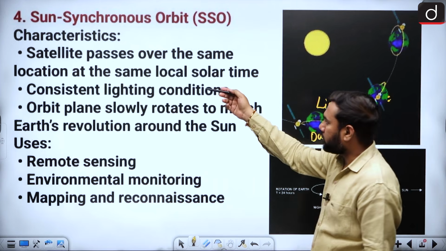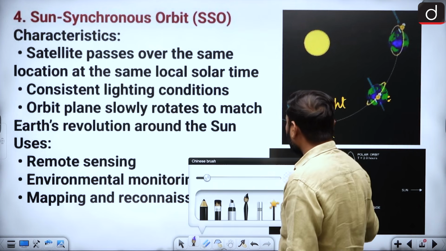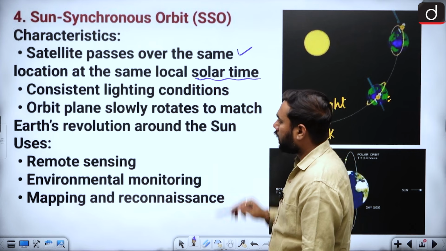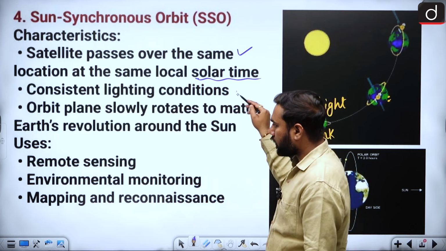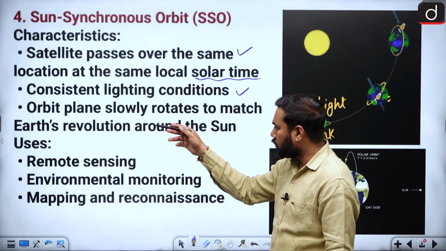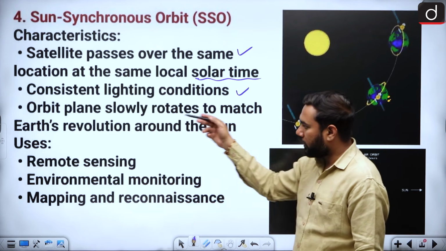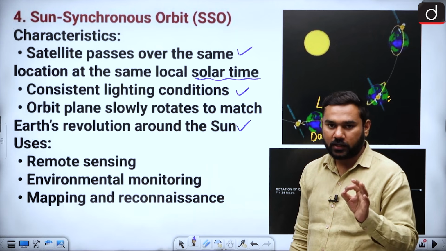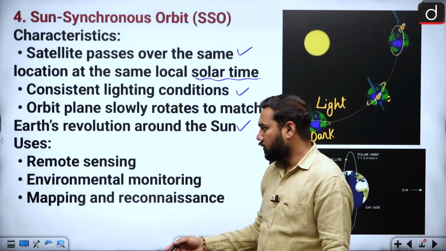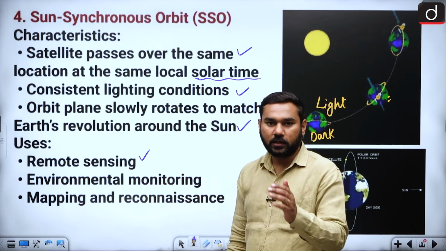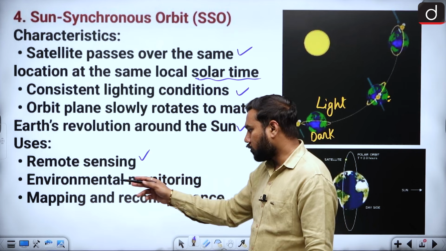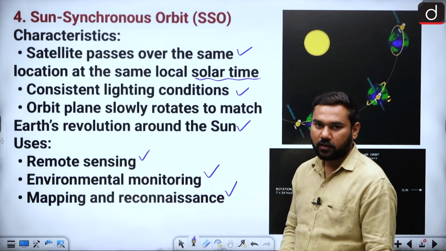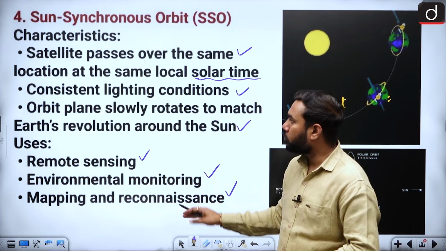The satellite passes over the same location at the same solar time, so consistent lighting conditions are there. The orbit plane slowly rotates to match Earth's revolution around the Sun, so it also changes its place. The satellite is very strategic, and we use it for remote sensing, meaning capturing clear images of Earth, and also for environmental monitoring, mapping and recognition. These are the simple things that we use with SSPO.